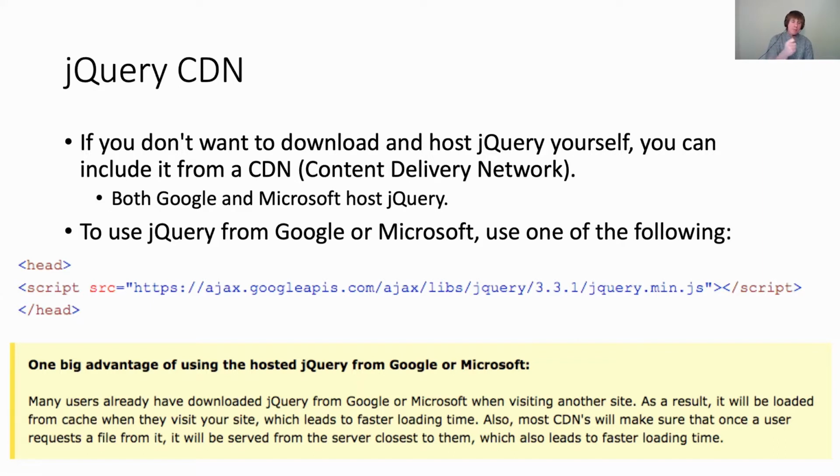I can link that from my local machine. I can link that from a CDN. And no matter which way I do it, it's the same. I have a script tag with the source attribute, and the source will either point to my server or the Google server or whatever CDN you're using.